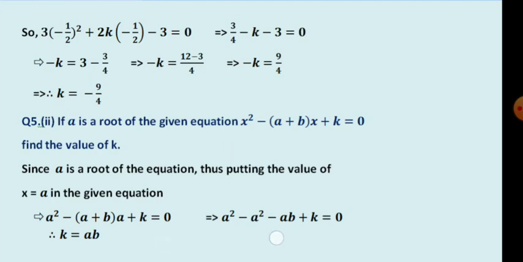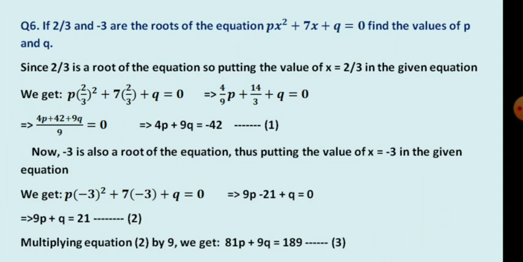This will give us a square minus a into a, that is a square, and minus b into a, that is minus ab, plus k equals to 0. So here a square and a square will get cancelled, and we can write k equals to, we'll bring the ab on the right hand side. So therefore the value of k will be equal to ab.